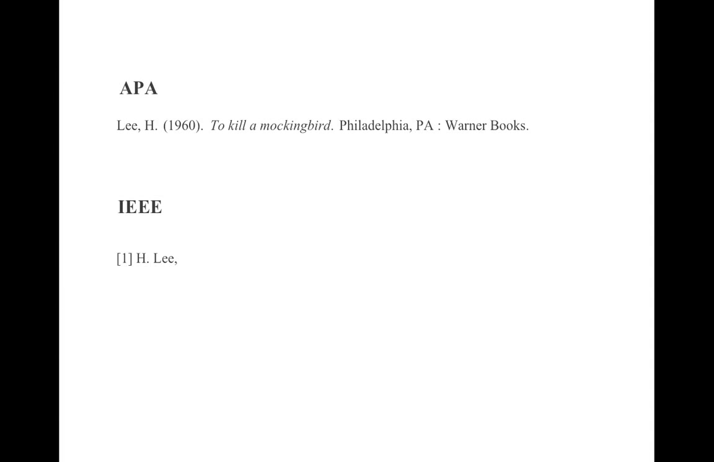With IEEE, you have the number in brackets, first initial, point, last name, comma, title in italics, point, city and state, publisher, year, and page range from page 6, for example, to page 46, for example.